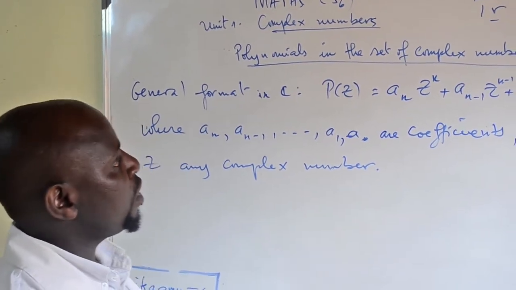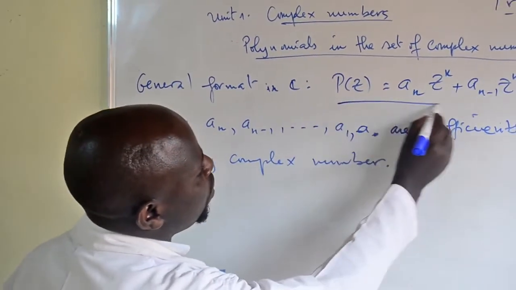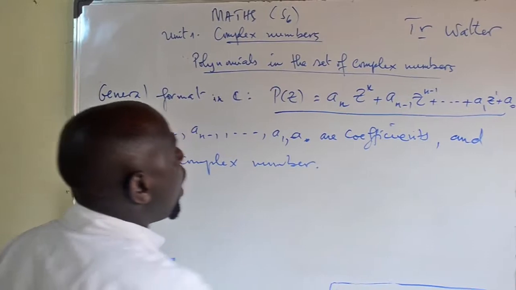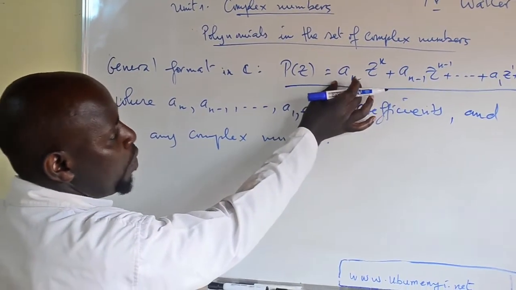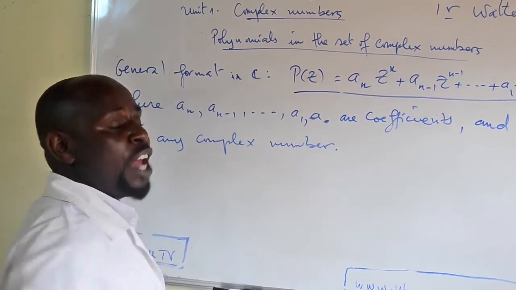But always, the general format of a polynomial in C will be of this form, where these are the coefficients and these are the unknowns.